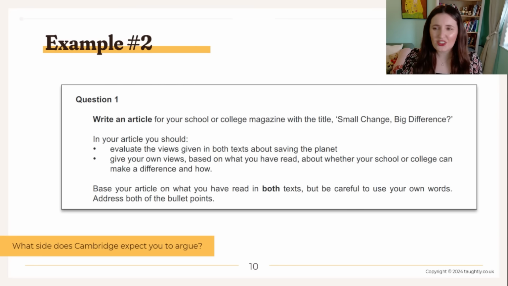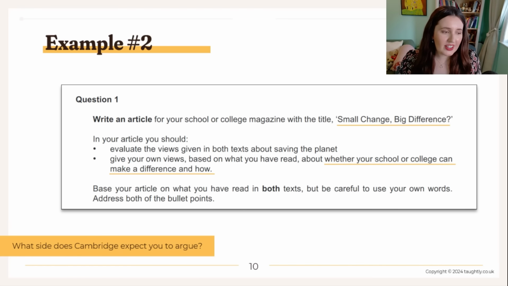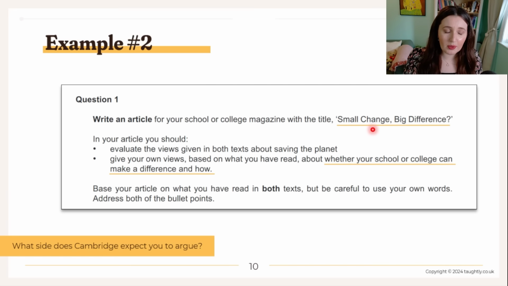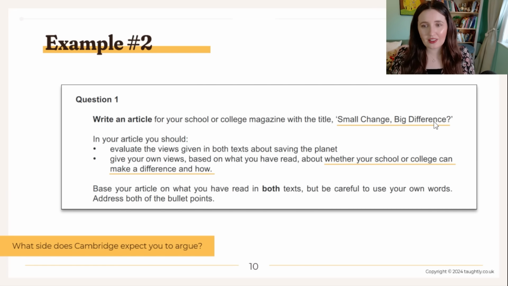So in this one, I'm trying to think, well, what side exactly does Cambridge want us to argue? For this one, it's not quite so clear. It does have some more middle ground arguments that it wants you to make. But the title is giving us a clue that perhaps it wants us to say that a small change can cause a big difference.